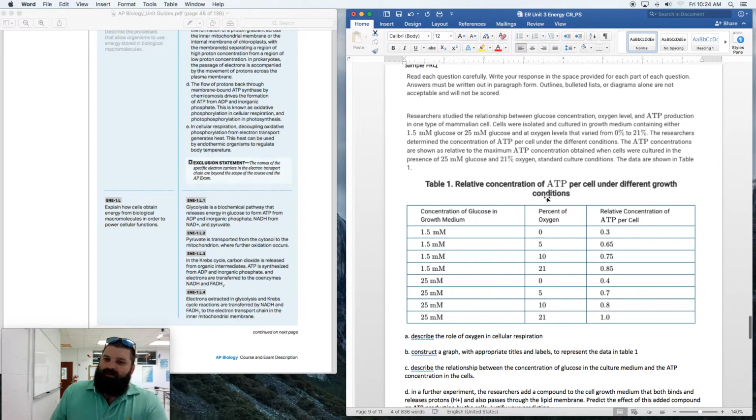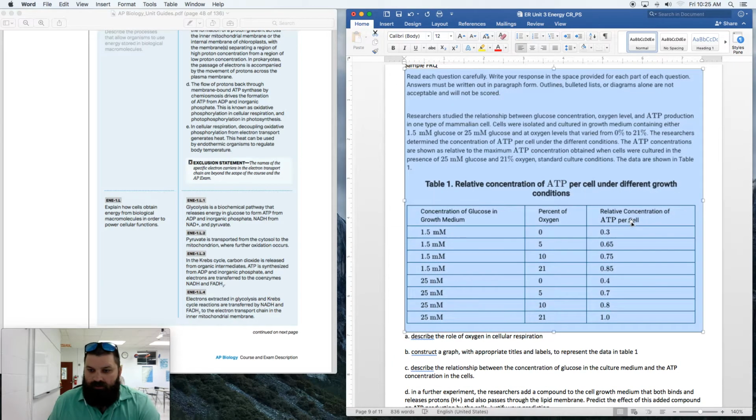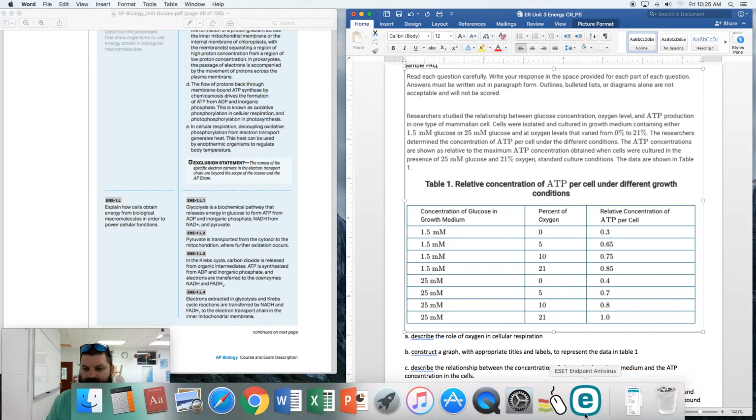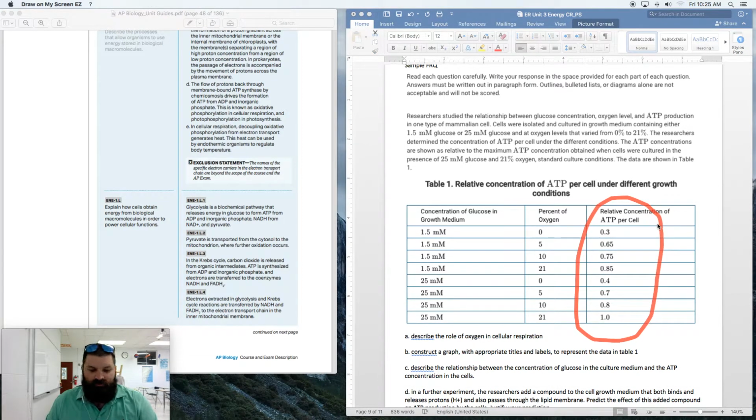Researchers studied the relationship between glucose concentration, oxygen level, and ATP production in a type of mammalian cell. Cells were isolated and cultured in a growth medium containing either 1.5 micromole of glucose or 25 micromoles of glucose, and at oxygen levels that varied from 0 to 21%. Remember, 21% is current atmospheric oxygen, high oxygen level. The researchers determined the concentration of ATP per cell under different conditions, and we can see that here, how much ATP is made per cell. That's the results there.